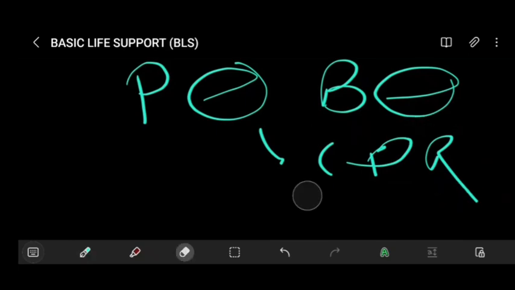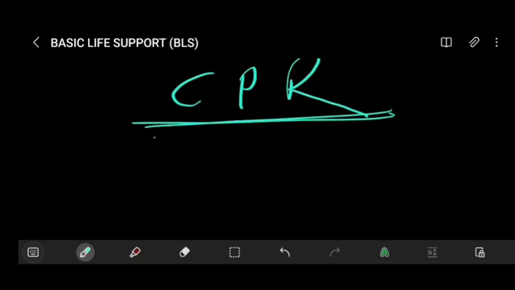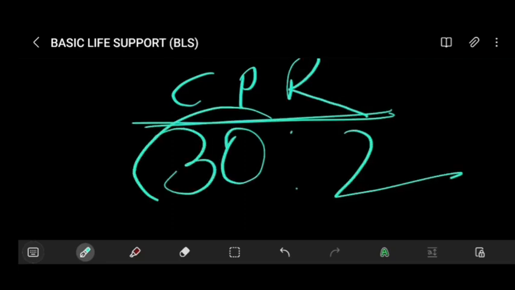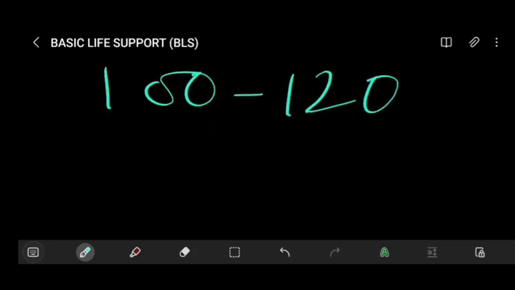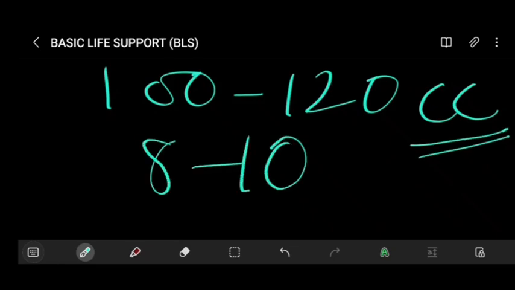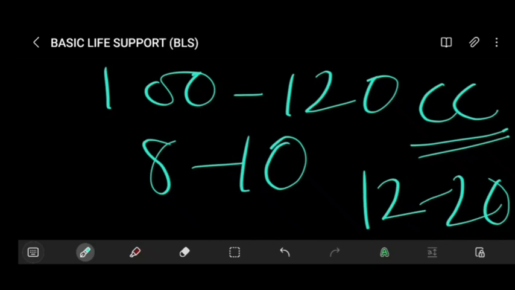Now, CPR has some basic steps. 30 to 2. What is 30 and what is 2? 30 is chest compressions and 2 is rescue breaths. You have to give 30 chest compressions and 2 rescue breaths. In 1 minute you have to give 100 to 120 chest compressions and 8 to 10 breaths in case of adults. In case of a child you have to give more breaths, that is 12 to 20, but the chest compression rate is the same.